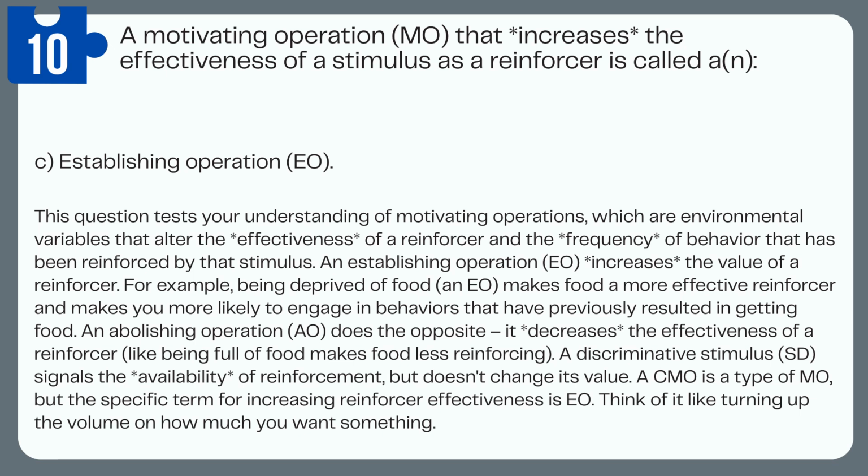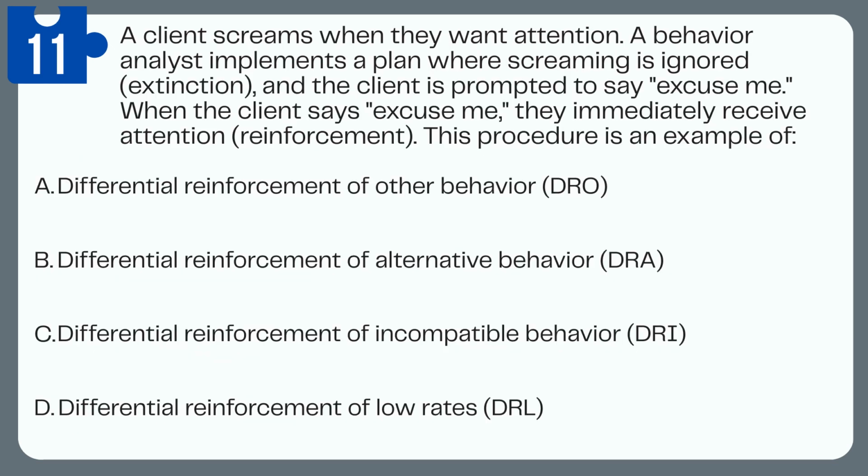A discriminative stimulus, SD, signals the availability of reinforcement, but doesn't change its value. A CMO is a type of MO, but the specific term for increasing reinforcer effectiveness is EO. Think of it like turning up the volume on how much you want something. Question 11. A client screams when they want attention.